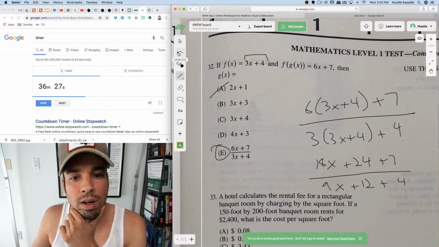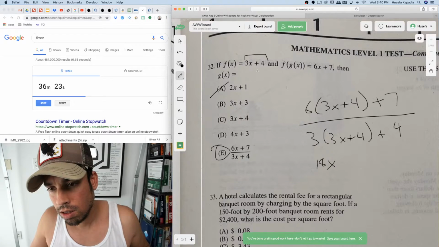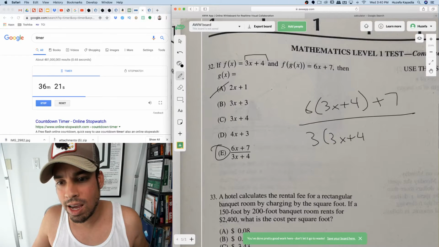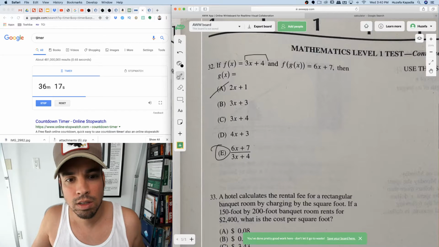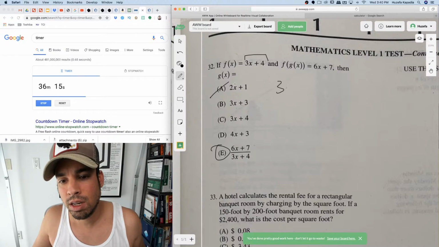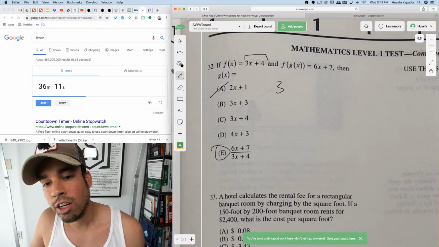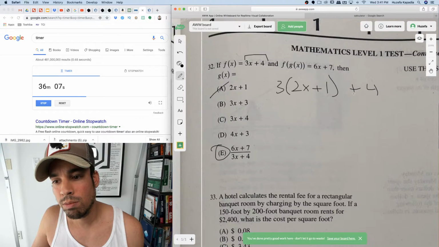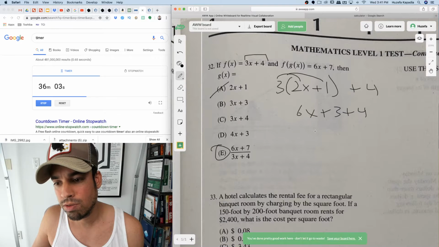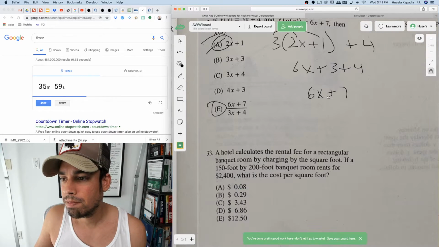Oh, it's the other way around. I was doing it backwards. That's why. It's g of x going into f of x. My bad, my bad. So it's 3 times one of these guys. So actually it probably is this one now. 3 times 2x plus 1 plus 4. Distributed, 6x plus 3 plus 4, and 6x plus 7. It is A. My bad.